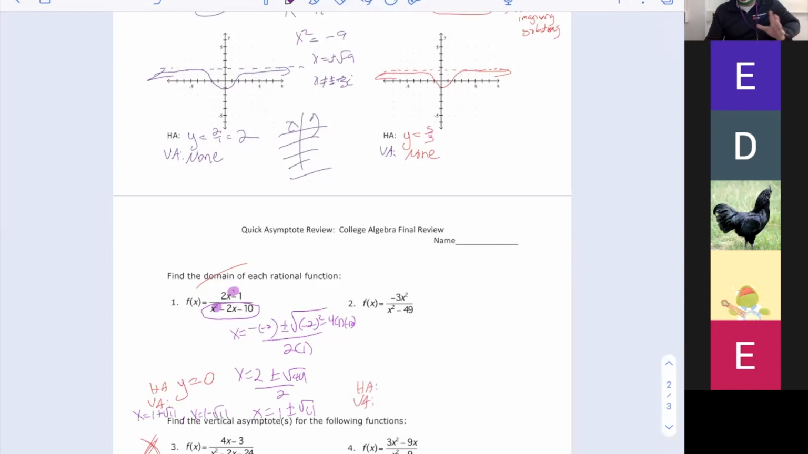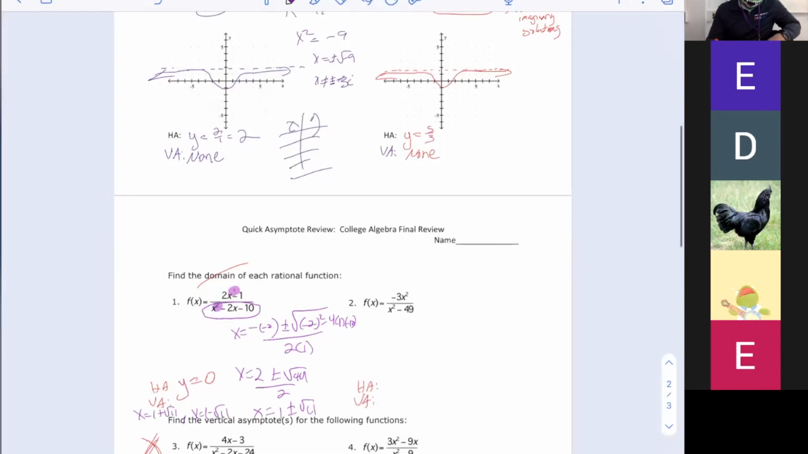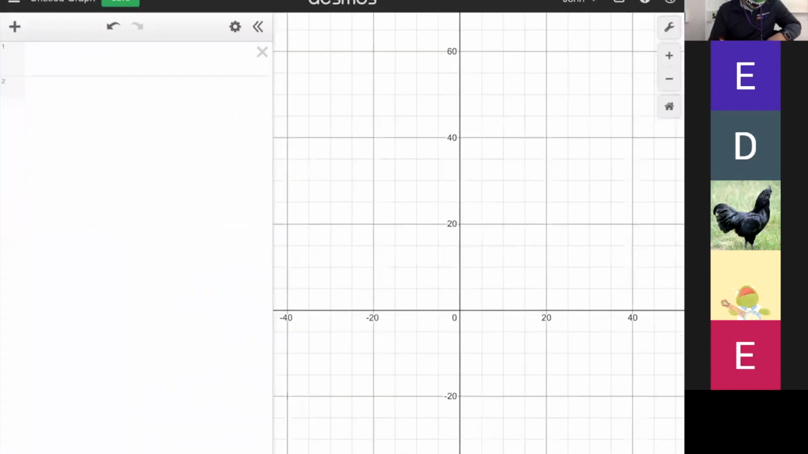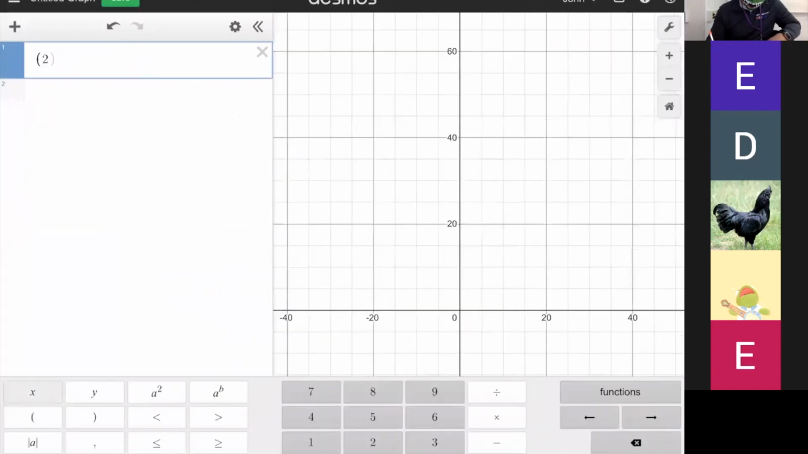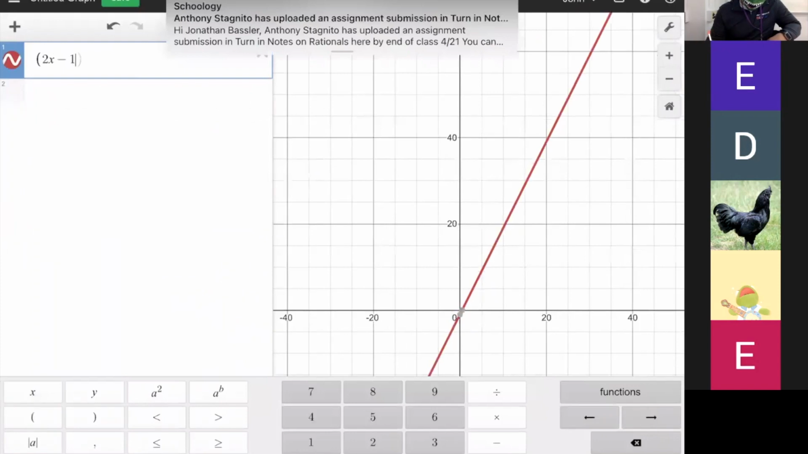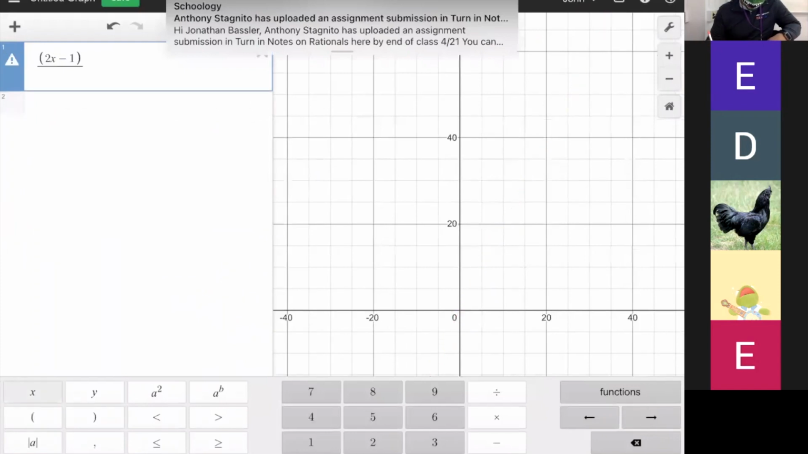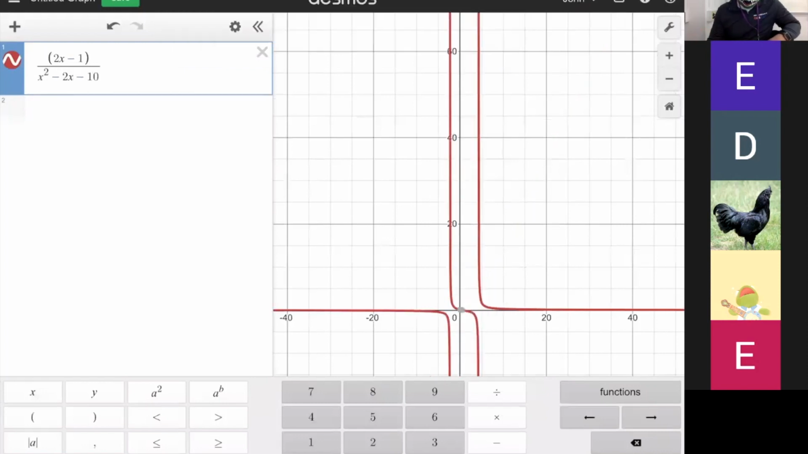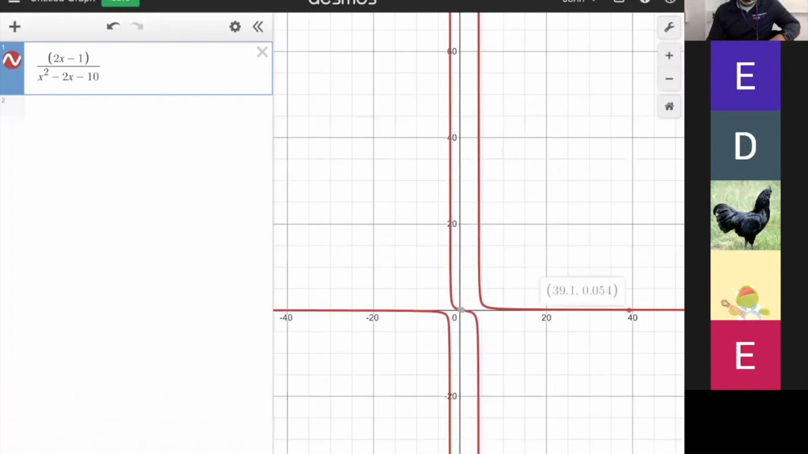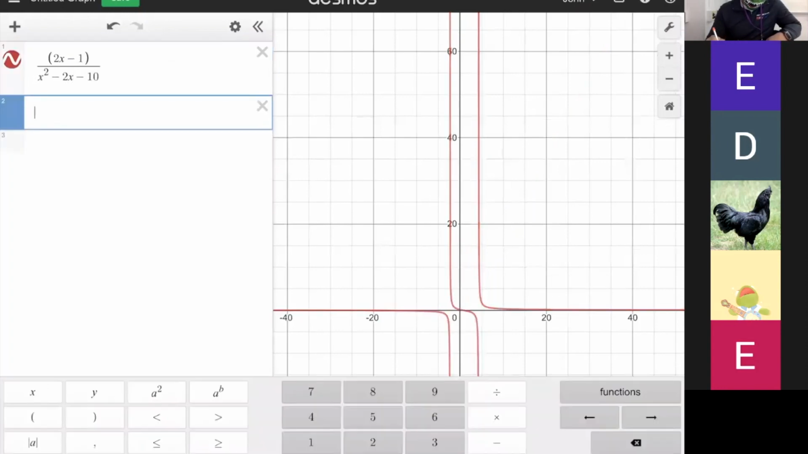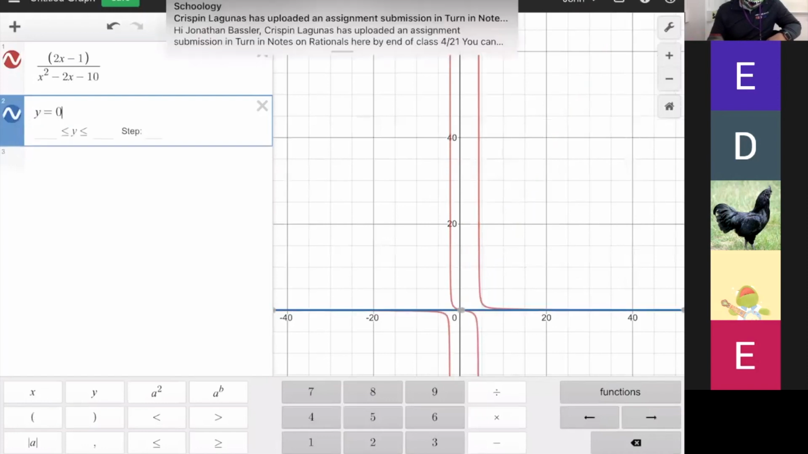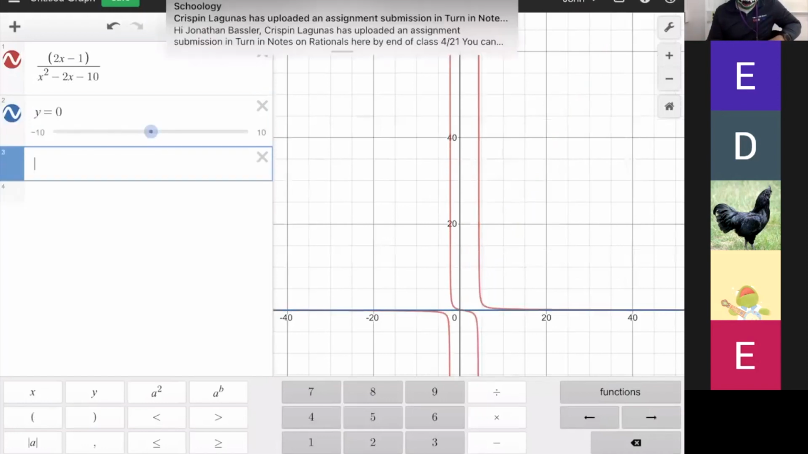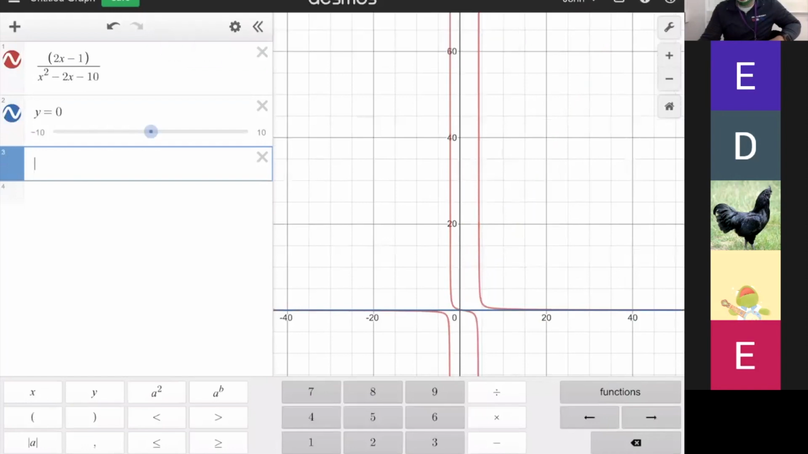And if you graph this, which again, you've got to do, (2x minus 1) over (x squared minus 2x minus 10). Okay, so you see three asymptotes, the line y equals 0, and then the two vertical ones, I'm not going to put those in. But you see how the lines are going up and down very sharply. Those are your vertical asymptotes.